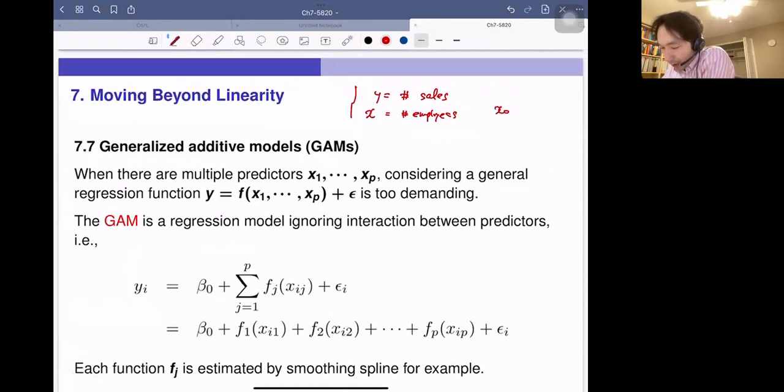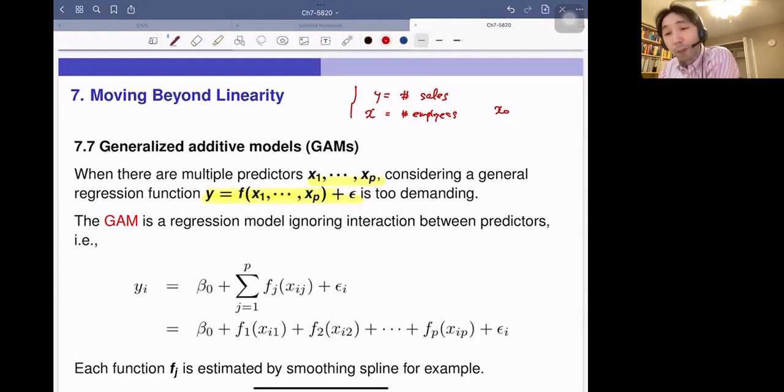Okay, so 7.7, the generalized additive models. This is totally different from 7.1 to 7.6. The only common thing is that we deal with something beyond linearity. And we consider multiple variables in this section, so x1 to xp. We consider the relationship between the response and the multiple predictors x1 to xp. So generally, y is a function of x1 to xp.